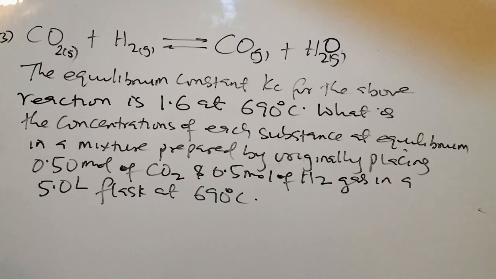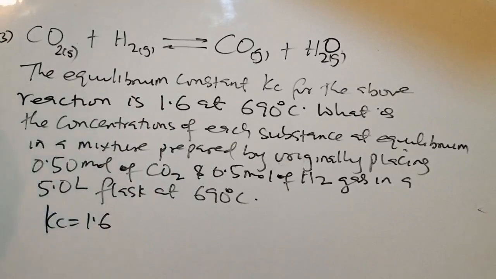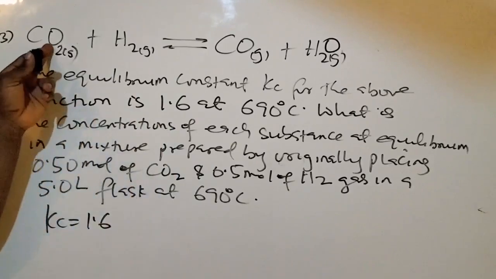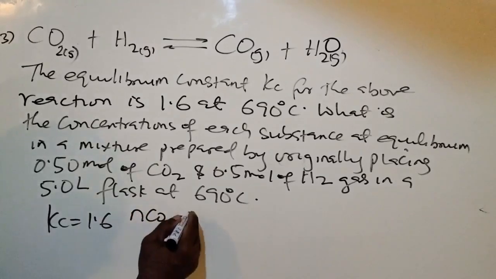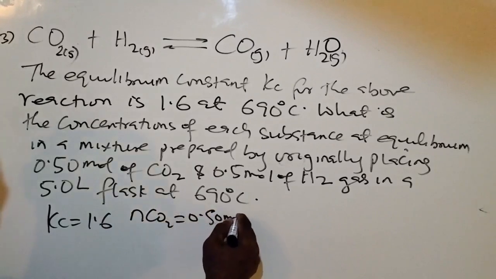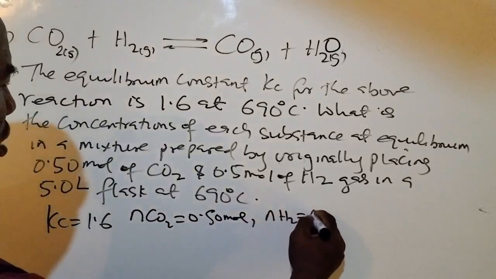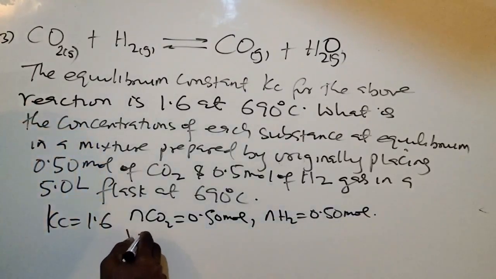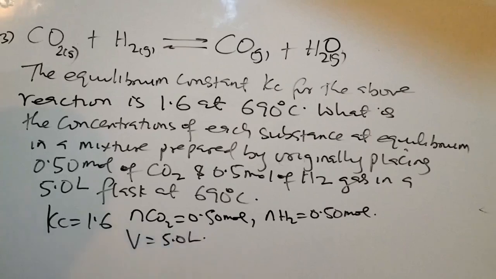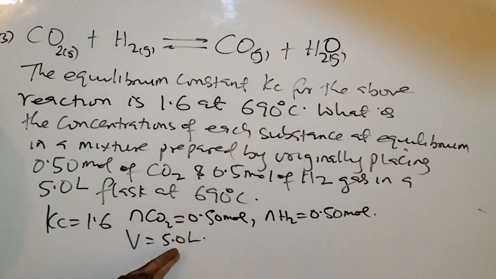So if you look at this question, they give us the value of Kc. The equilibrium constant is 1.6. They give us the number of moles of each reactant. So the number of moles of CO2, N, is 0.5 mole, initial mole, and then the initial number of moles of hydrogen in the flask is also the same, 0.5 mole. The volume of the flask given to us is 5.0 liters. So with this, we can calculate concentration since they give us the volume.